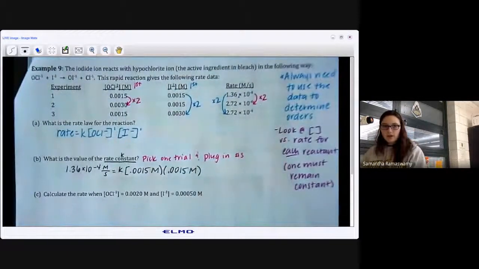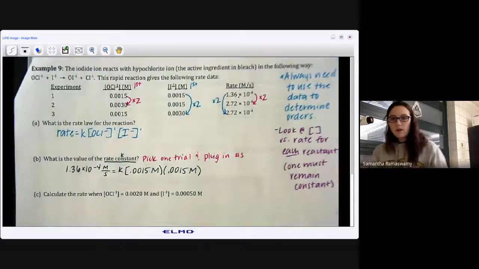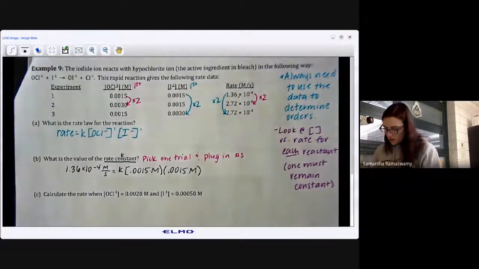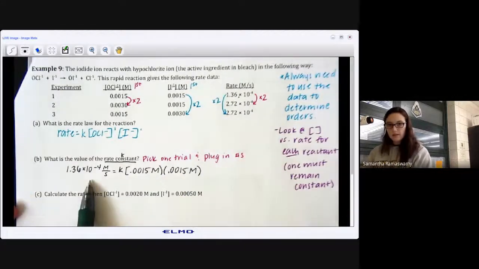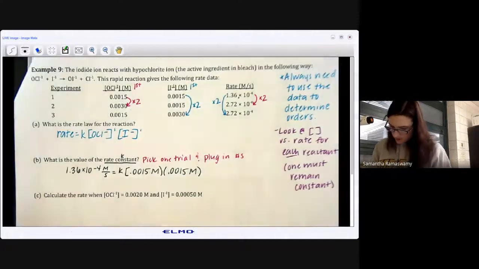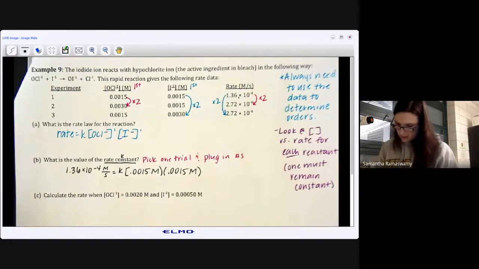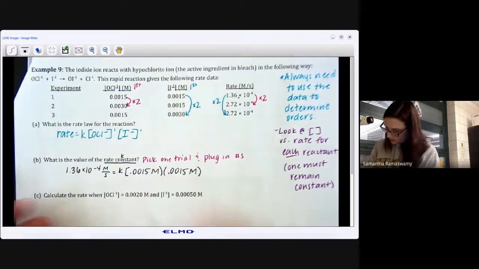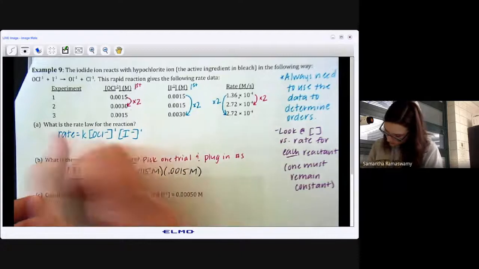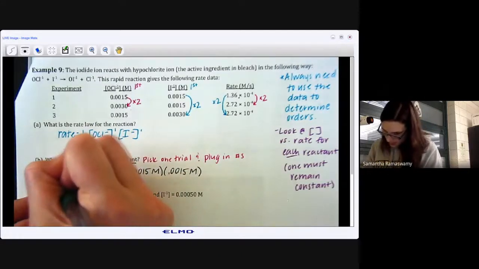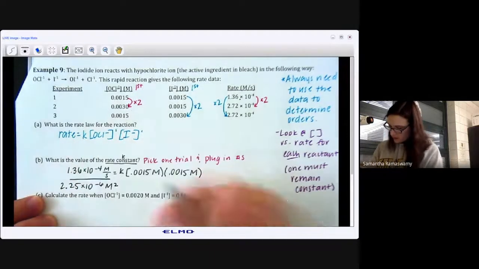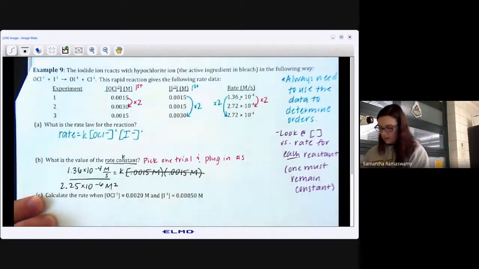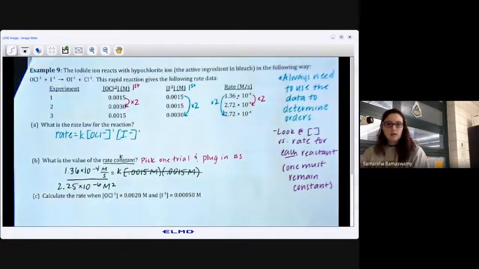So now I'm going to solve. So to get K by itself, I need to divide both of these values over. So 0.0015 times 0.0015, 2.25 times 10 to the negative 6 M squared. That's what these two values are multiplied together. So right now I'm just solving for K. I'm moving everything over to solve.